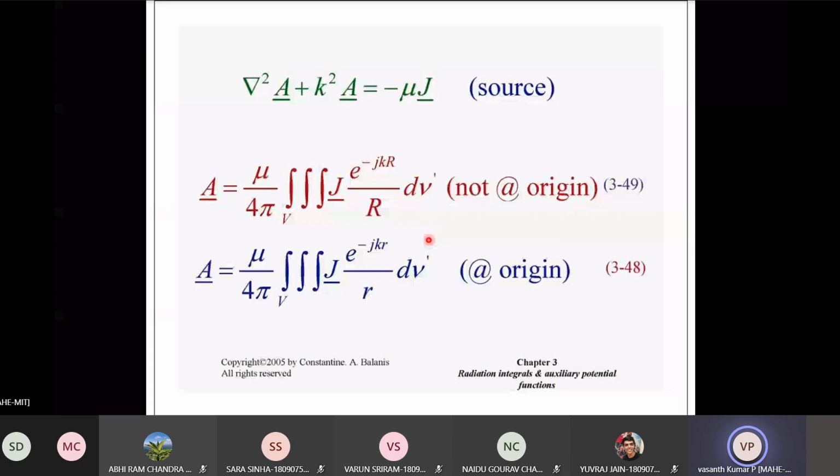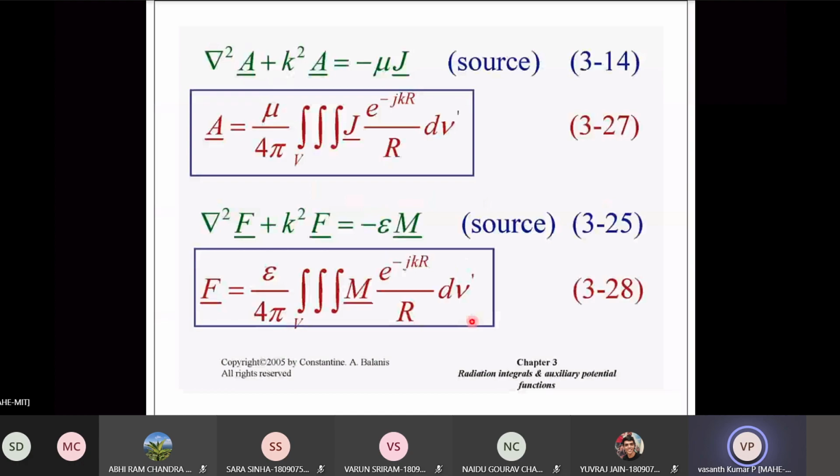Is it clear? And here also it is capital R, because the wave travels a distance capital R. And here it is small r, both the cases, both the places. This is wave, so current source at the origin, point source. So we have this capital R here.